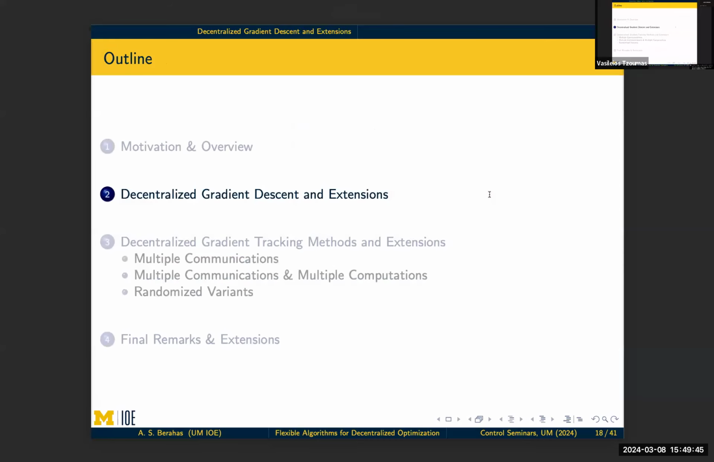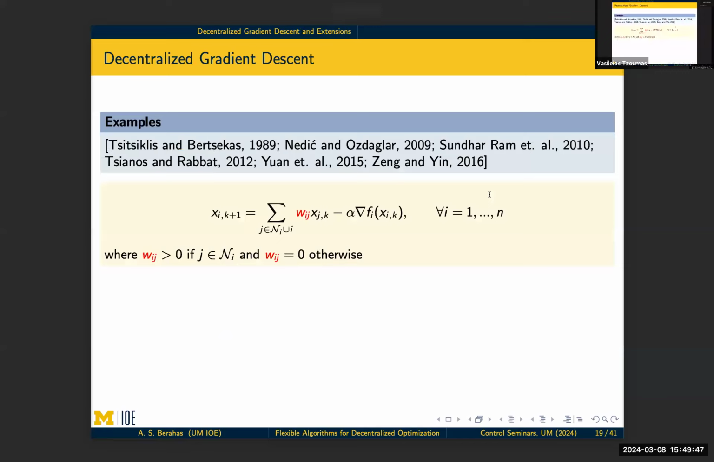So, decentralized gradient descent. It's been studied for many, many years. I think this is a seminal paper by Tsitsiklis and Berahas, but there are other papers as you see here. Decentralized gradient descent is basically gradient descent for the decentralized setting. As you see here at the end, you're going to take a negative gradient step, like doing gradient descent in the centralized setting.